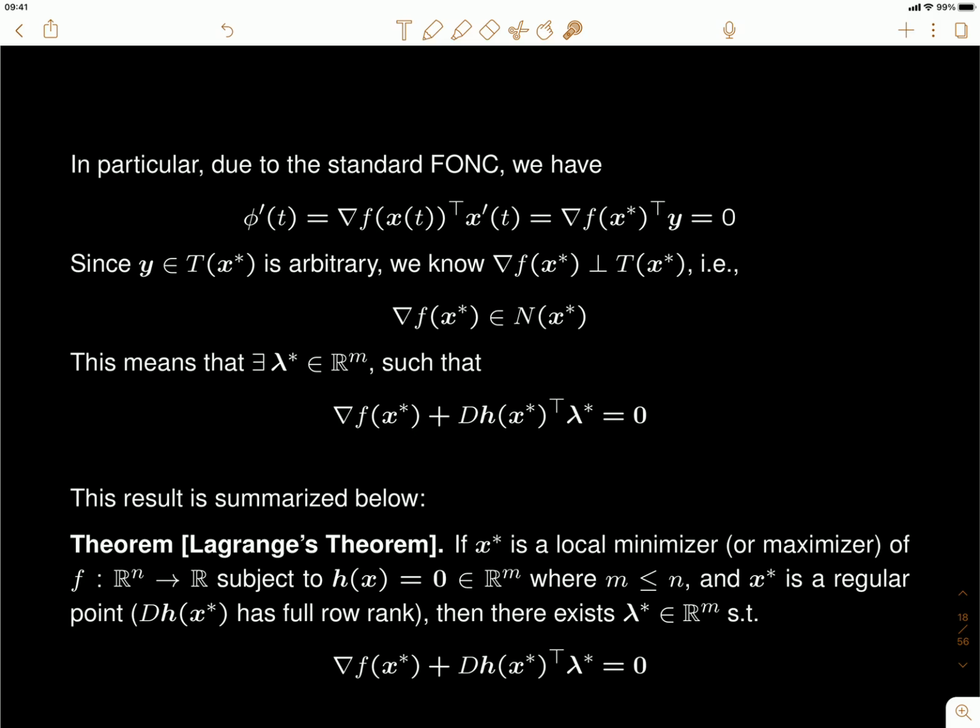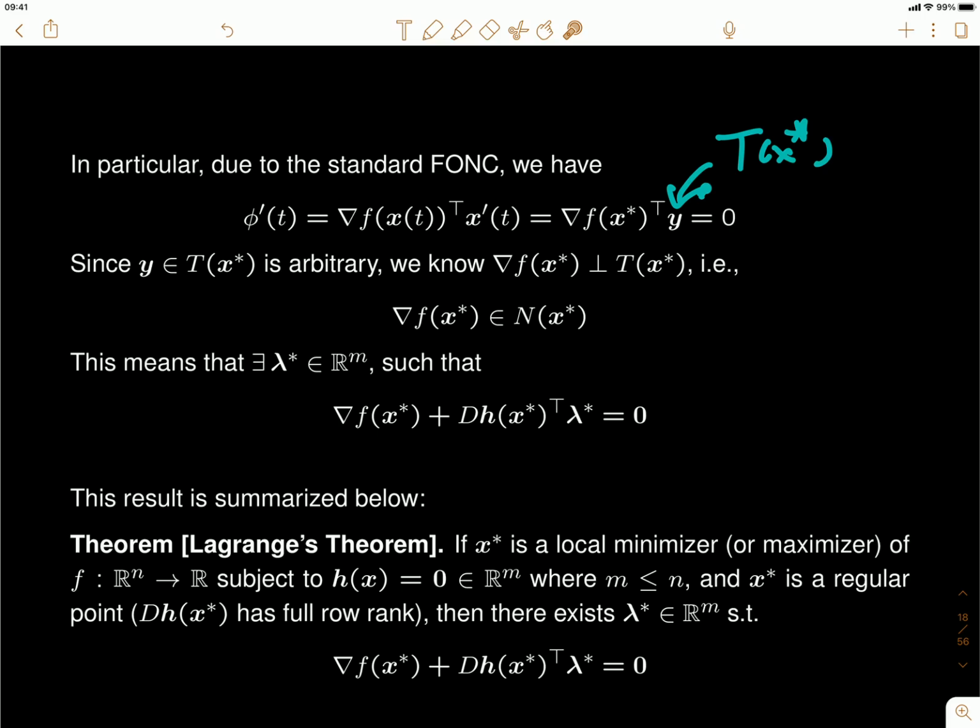Right? And because we specified that this y can be any vector in the tangent space, that means for any y in the tangent space T of x star, this is equal to 0. And that means the gradient of f at x star is perpendicular to the tangent space.